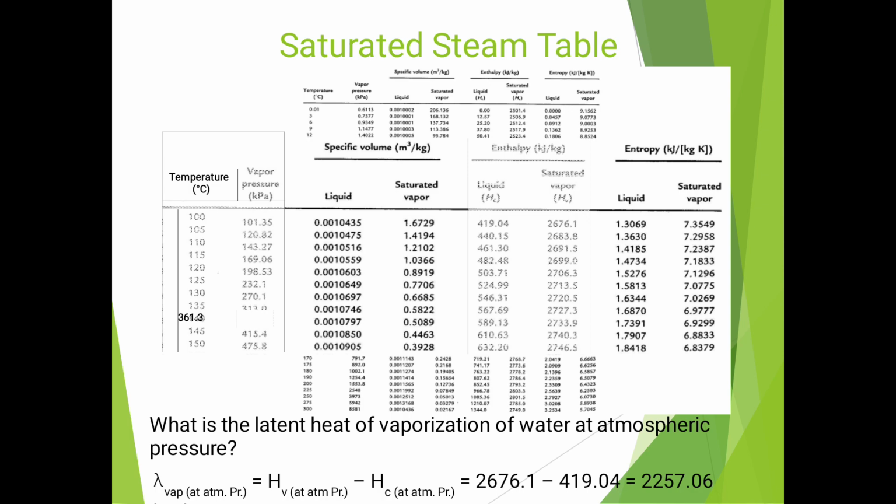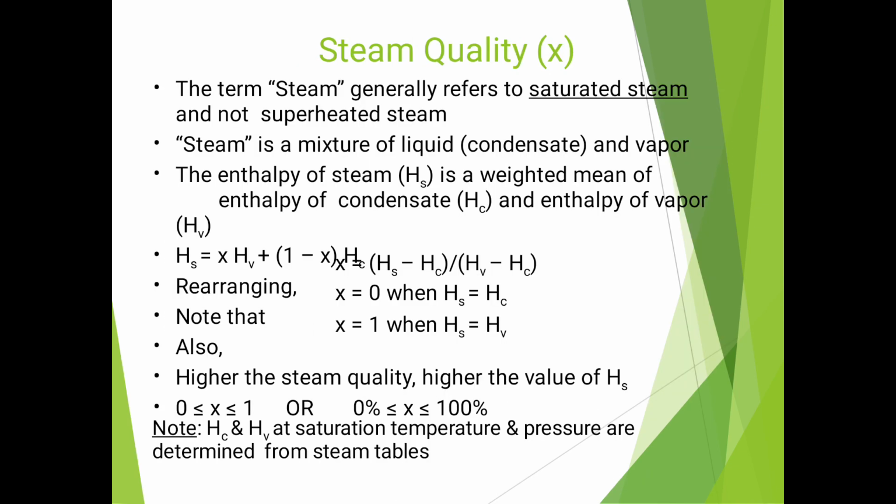This is a saturated steam table. Here the lambda vaporization at atmospheric pressure is equal to the enthalpy of vapor at atmospheric pressure minus the enthalpy of condensate at atmospheric pressure: 2676.1 minus 519.04 is equal to 2257.06.